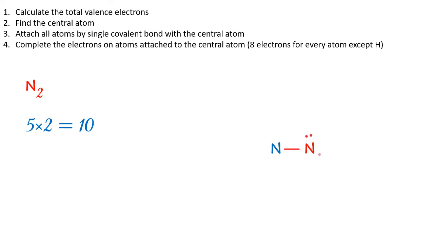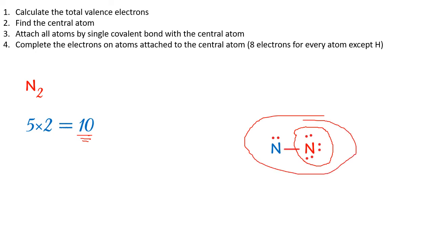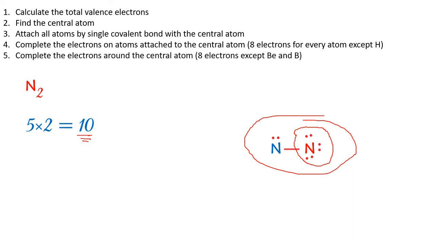So complete electrons 1, 2, 3, 4, 5, 6, 7 and 8. So we have completed 8 electrons on this nitrogen atom. Okay, now here we have 10 electrons. It means we have 2 extra electrons. So put those extra electrons on the central atom as we have done before. Okay, now we have completed our 10 electrons in this structure. Now move to step number 5. What is step number 5? Complete the electrons around the central atom.